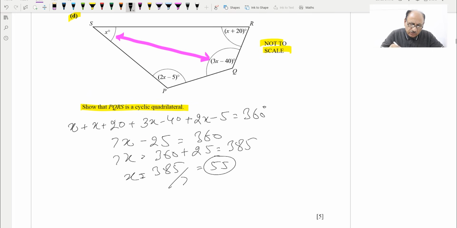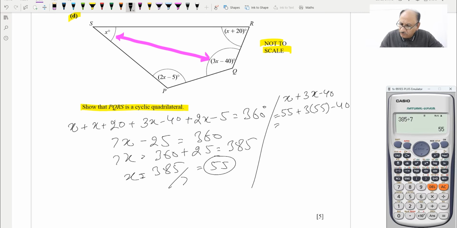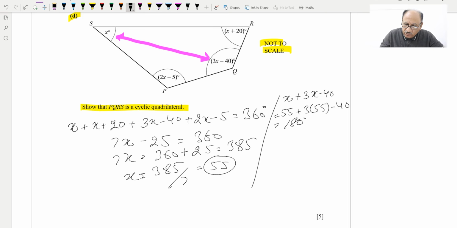Now what we can do is add the opposite angles, for example x plus 3x minus 40, and we replace x by 55. So this will be 55 plus 3 into 55 minus 40, and if we check with the help of a calculator, this results in 180 degrees. The other two angles are also opposite to each other.